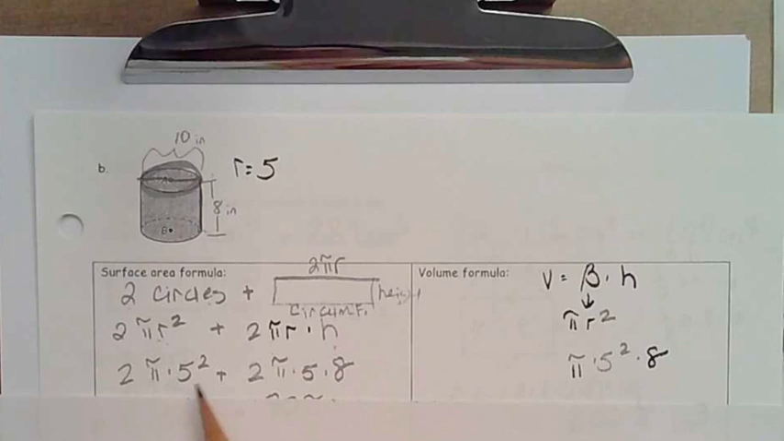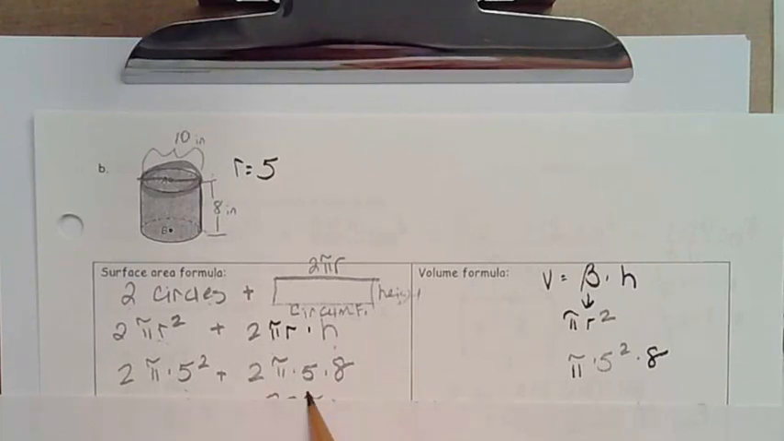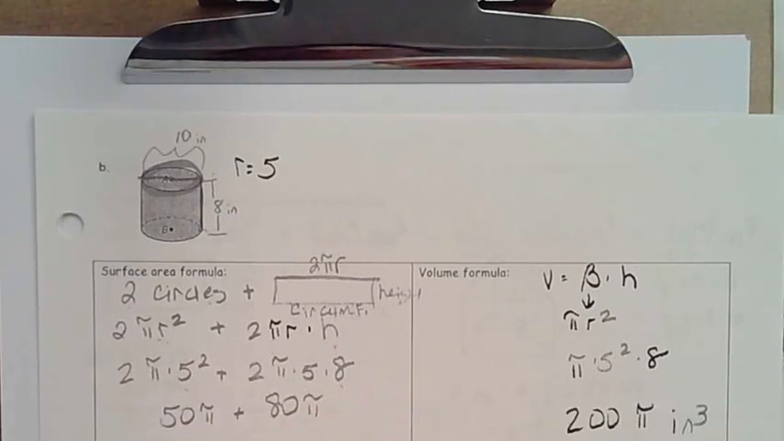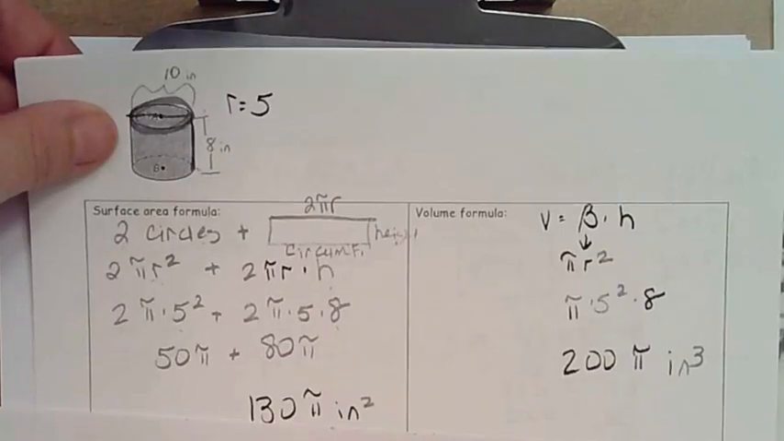So we fill in the numbers. We have a radius of 5, height of 8. Figure it out: 130 pi inches squared.